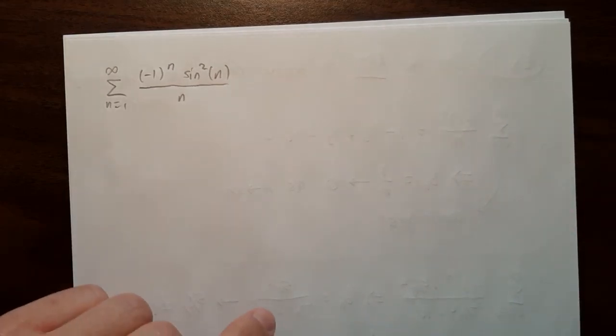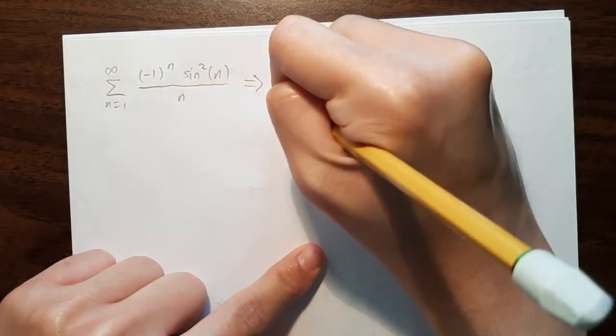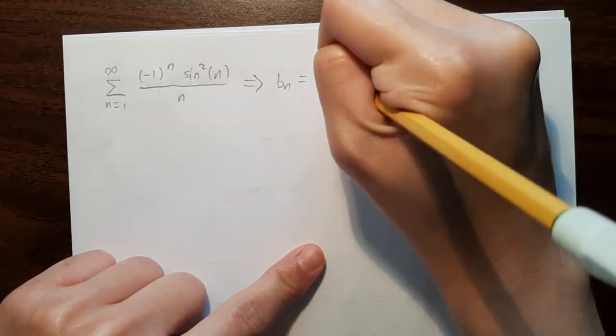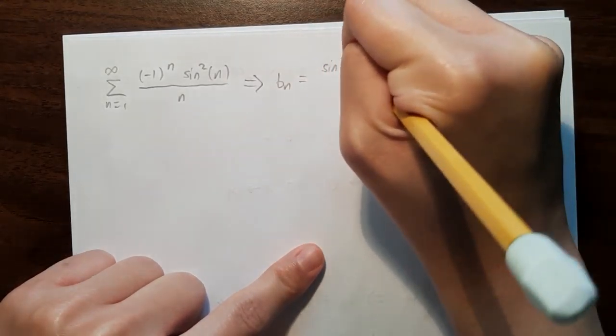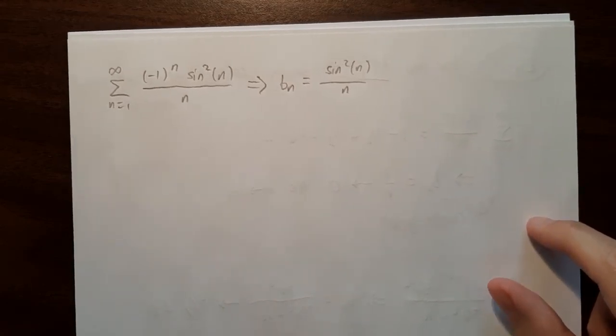Well, okay, the usual strategy is we go and consider the non-alternating version, so that's going to be sine squared of n divided by n. All right, and so then we want to take the limit as n goes to infinity in this case. So what's going to happen?